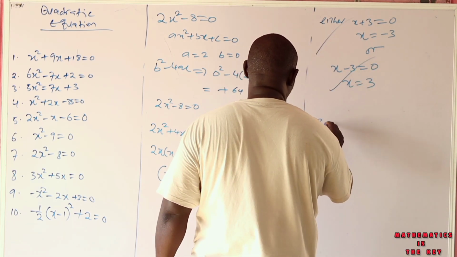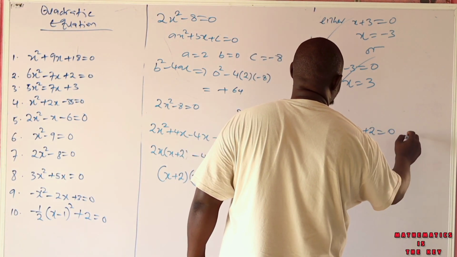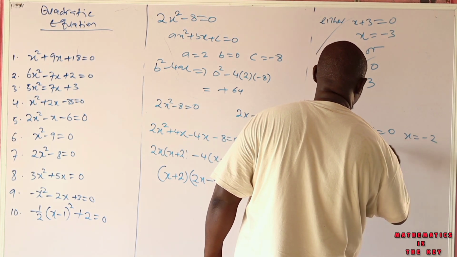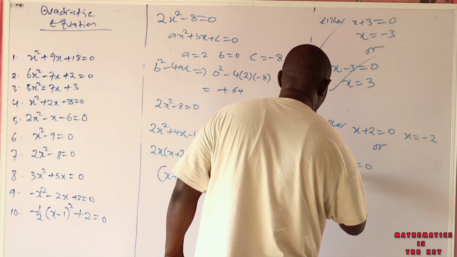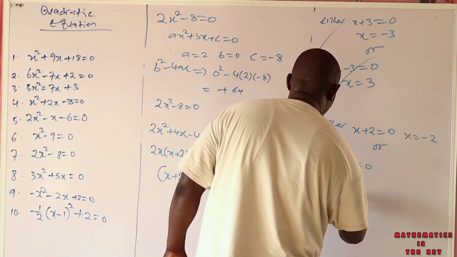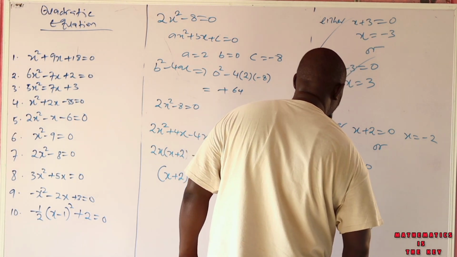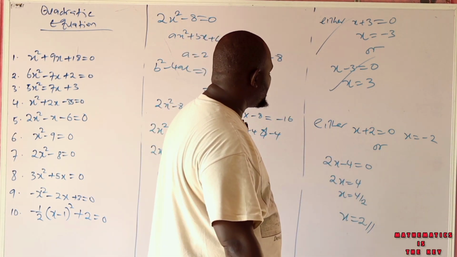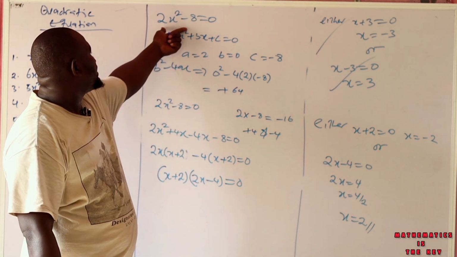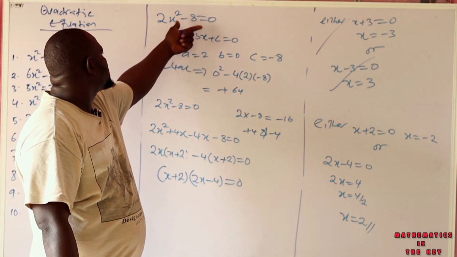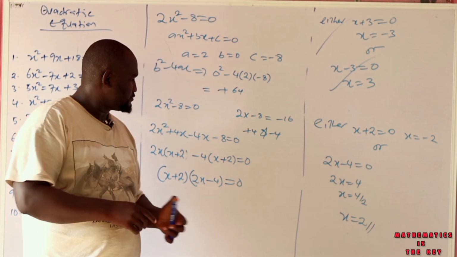So here either x plus 2 is equal to 0 to give us x is equal to minus 2, or we'll have 2x minus 4 is equal to 0. We'll have 2x is equal to 4. We'll have x is equal to 4 over 2, and we have x is equal to 2. So the solutions are minus 2 and 2. From the question here, we can as well divide through by 2, and we'll arrive at the same answer. So it's all the same.